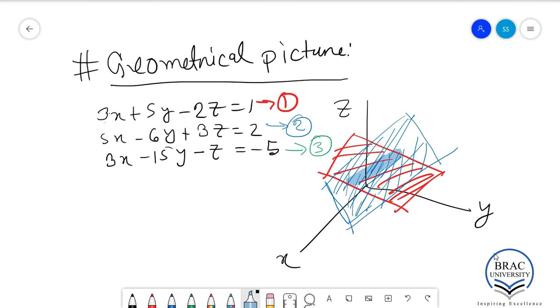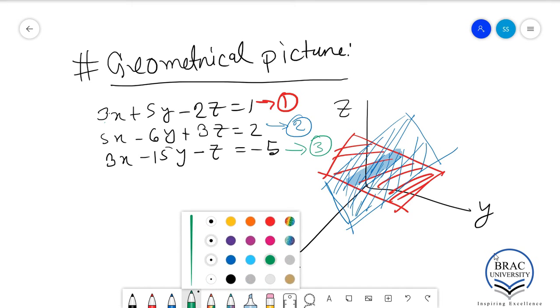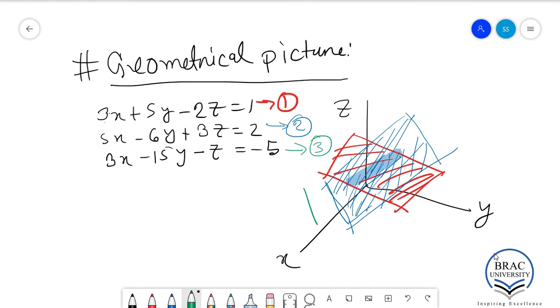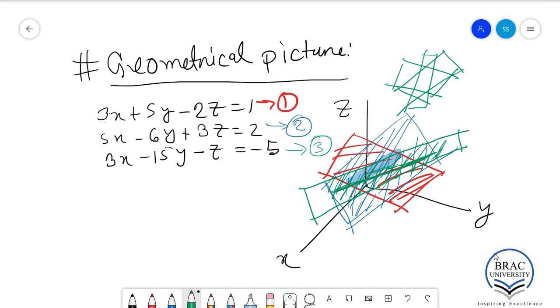And what will happen when the third equation is used? Let's say the third equation will have a plane like this that goes through between both the first one and the second one, and it will have another line corresponding to it. Even though the picture is a bit messy, the idea is that when these three planes intersect each other, they will give us a unique point that corresponds to some x, y, and z, and that is our unique solution.